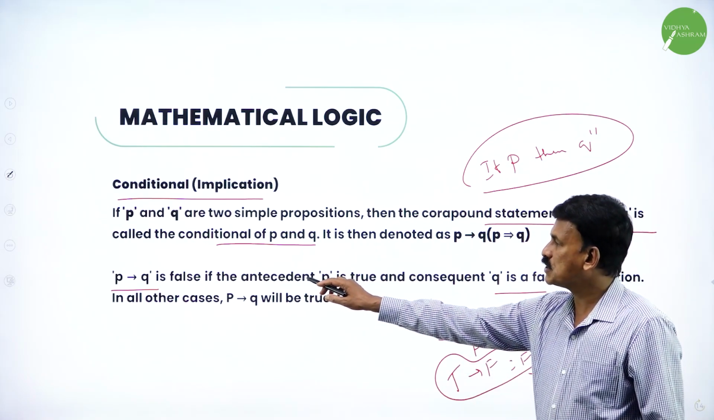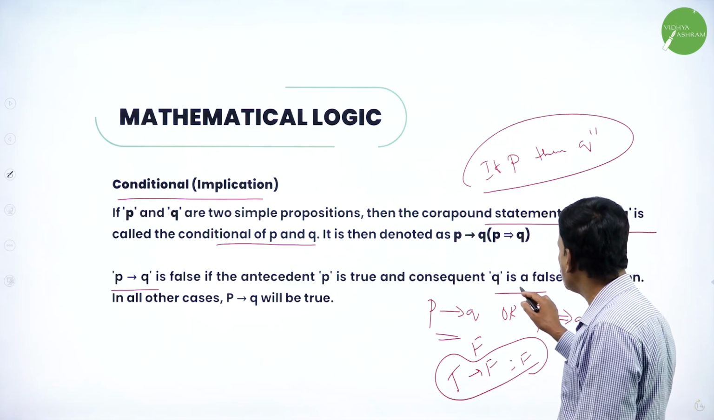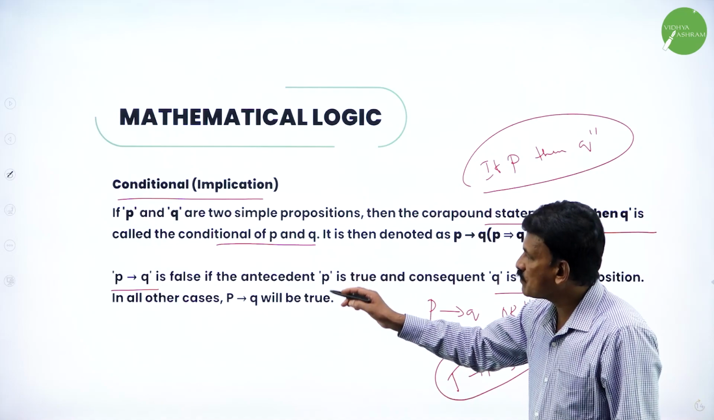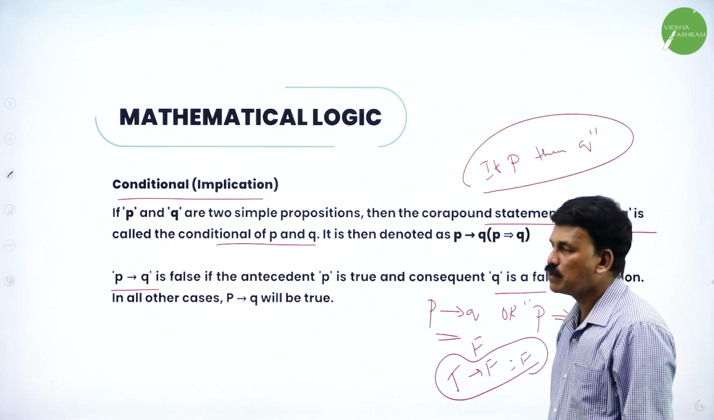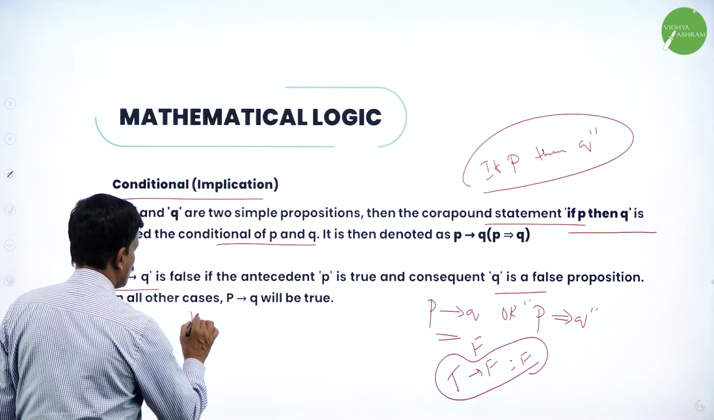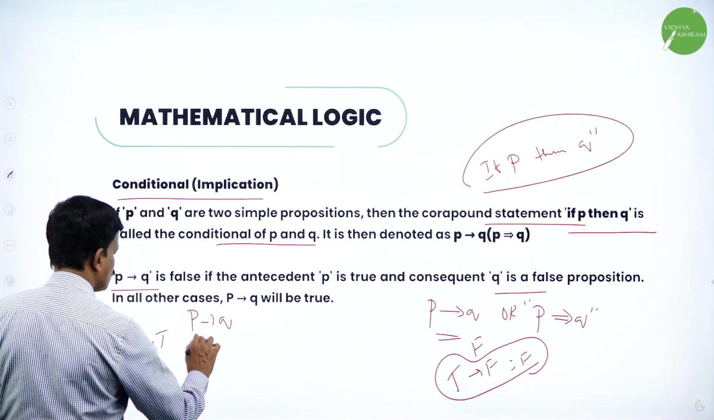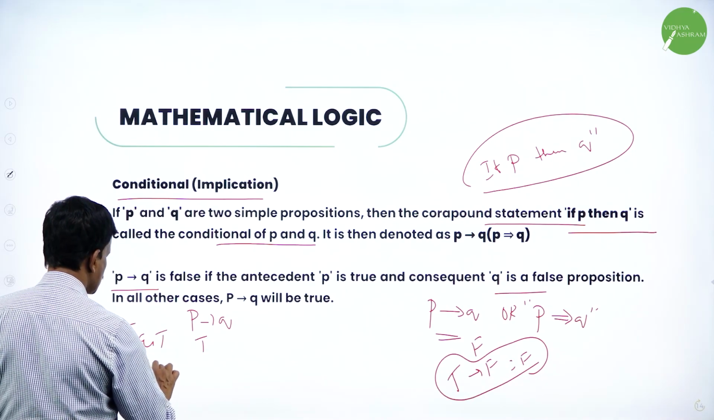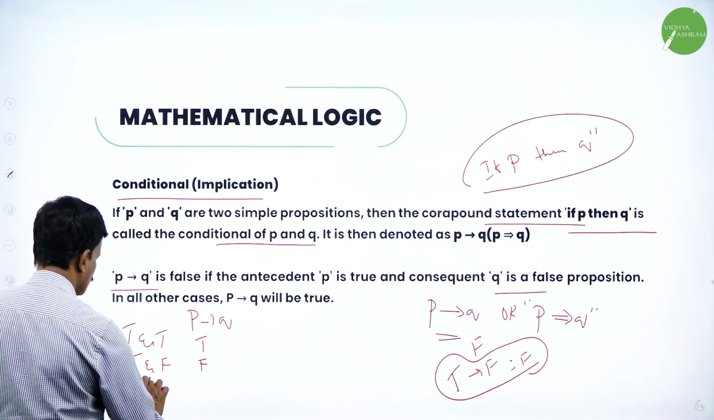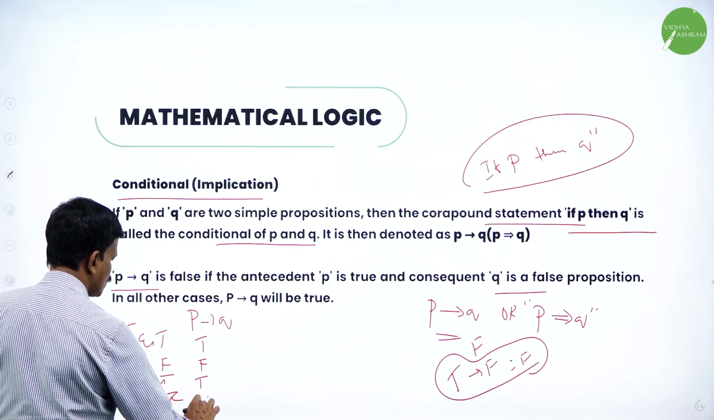So, P conditional to Q is false if the antecedent P is true and the consequent Q is false. In all other cases, it will be true. So, for the conditional proposition P conditional to Q, true and true is true, true and false is false. Again, false and true is true, false and false is also true.